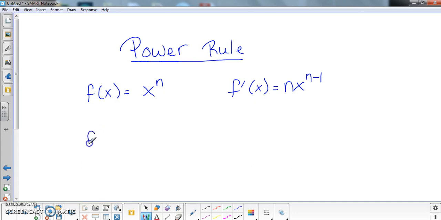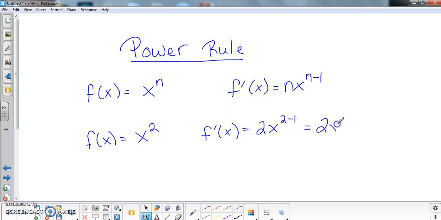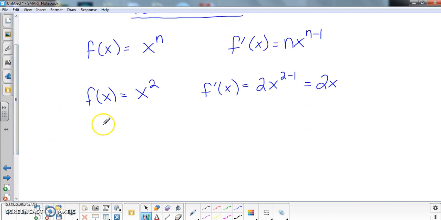So let's take our beloved x squared equation. And I ask you to take the derivative of this. So the 2 comes down in front. So my 2 is now the coefficient. And decrease our exponent by 1. So the final answer is 2x. That's it.